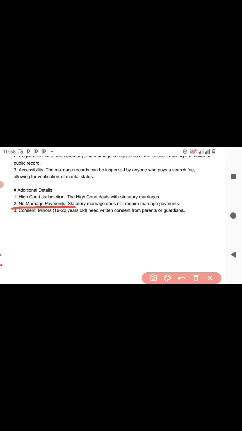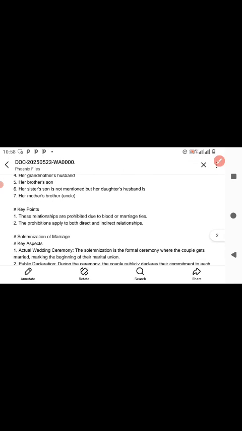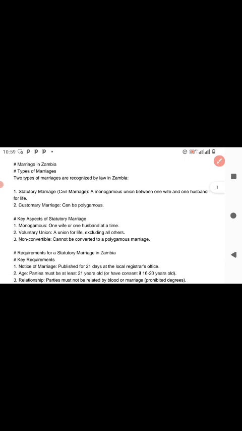So in the exam, they would ask you to say what happens. So just say no marriage payment is required by law. All right, maybe the in-laws, the parents may want the money, but the law does not support that. And then there's also the consent for minors, young people between the ages of 16 to 20. There will be need for written consent from parents or guardians.